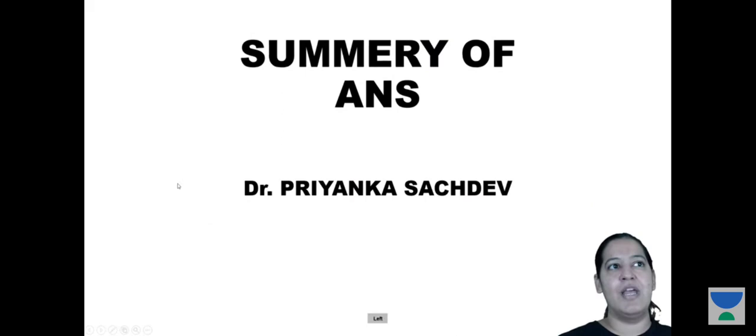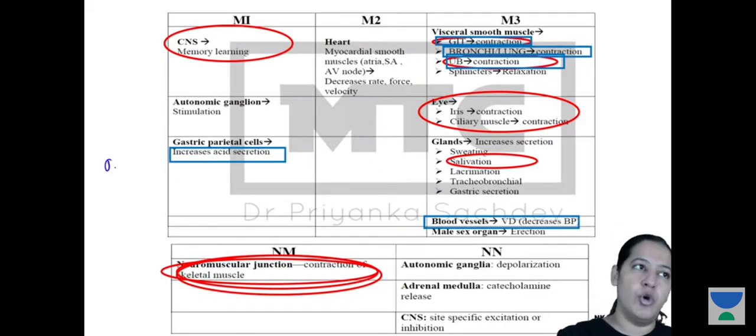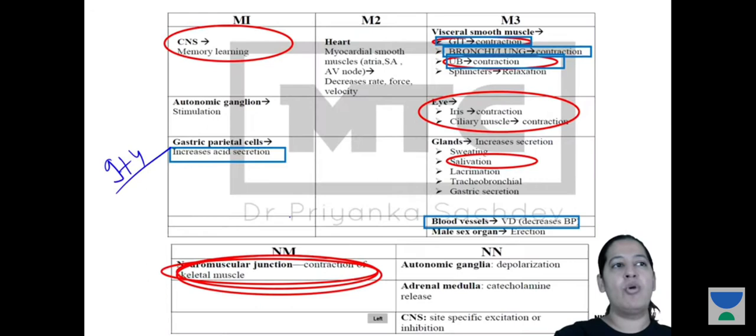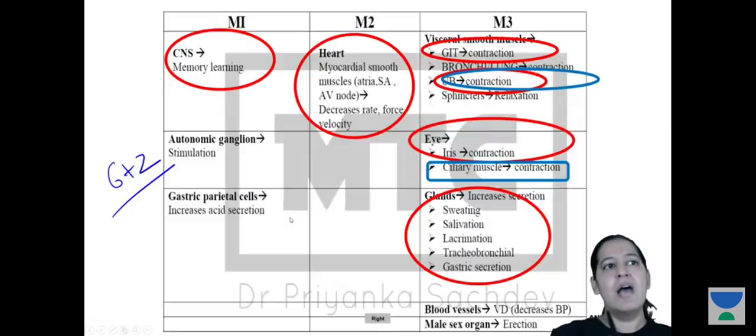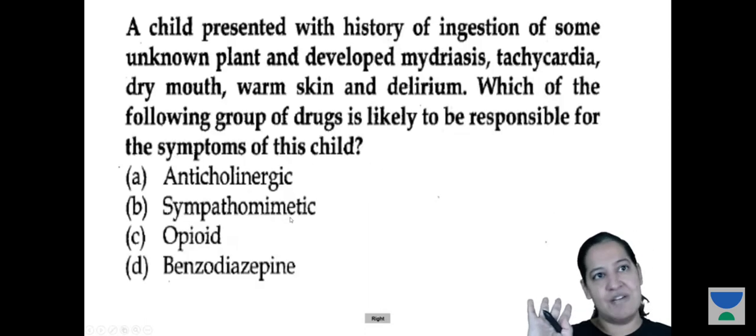This is the summary of the ANS. This is the summary of cholinergic drugs. Yesterday I told you 9 uses plus 4 adverse effects. Today in anticholinergic drugs I have told you 6 uses plus 2 adverse effects. So count 9 circles and 4 circles here. Count 6 red circles and 2 blue circles here. This is the way you have to study. Those who understand, understand.